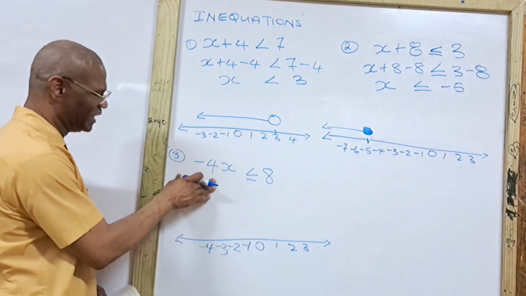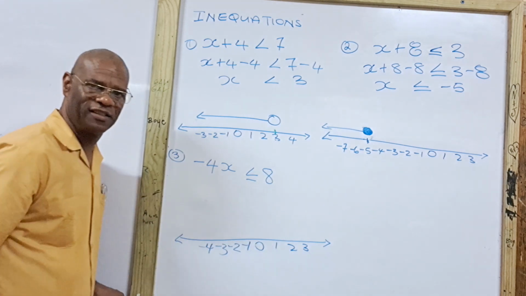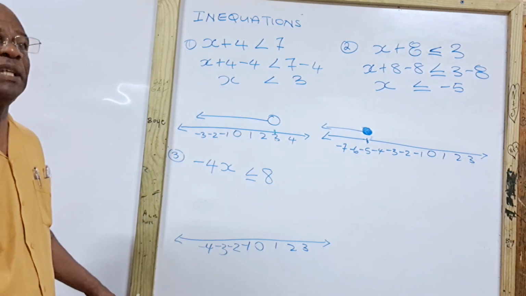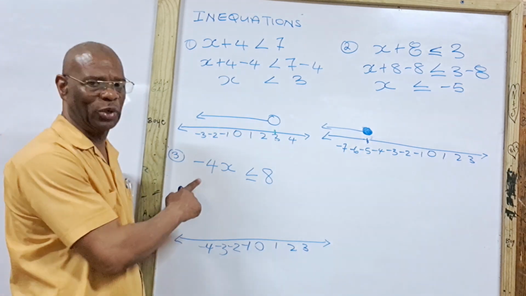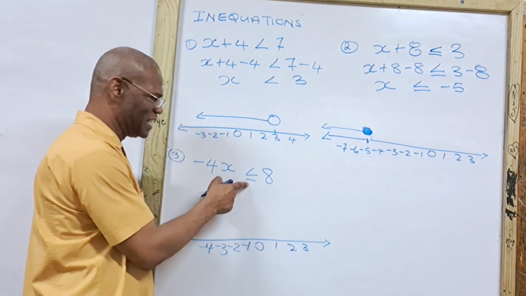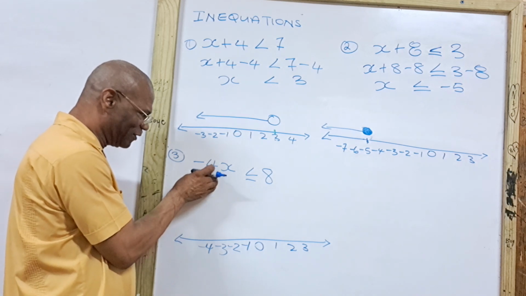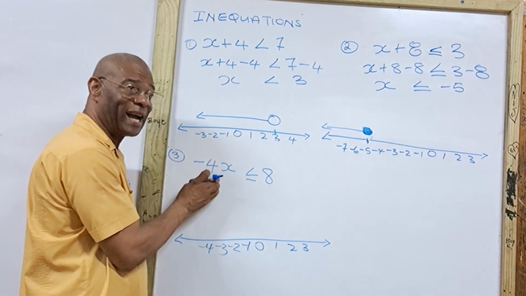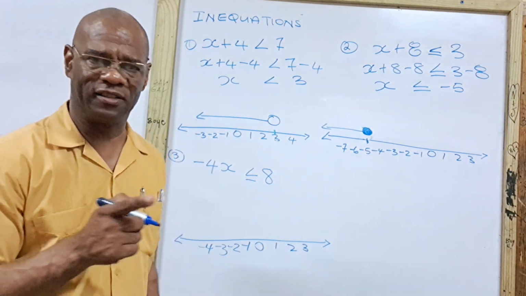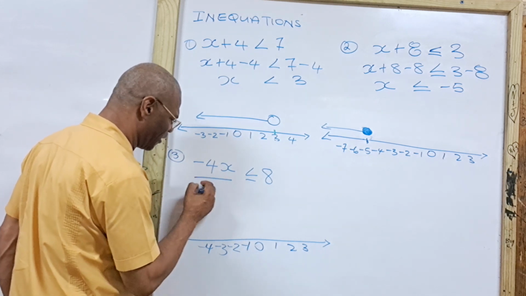Now let's go to this one here. So we have negative 4x is less than or equal to 8. Right? And please pay close attention to what we are going to do here. So this negative 4x is less than or equal to 8. Now, this is what? Negative 4x, negative 4 times x. How do we undo multiplication? We divide. Good. So we are going to divide both sides by negative 4.